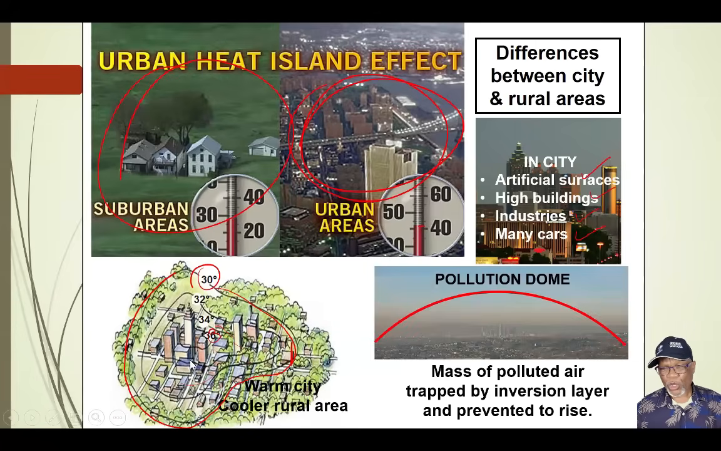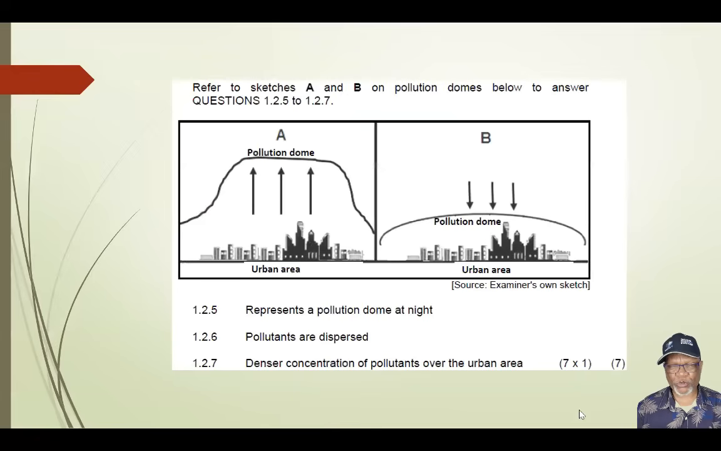And then we have what we call the pollution dome. It is easy for people to confuse pollution dome and urban heat island. These are two different things. A pollution dome is the polluted air in the city. You can see there's a pollution dome here, polluted air in the city, but a heat island is an urban area that is warmer than its surroundings. A pollution dome is a parcel of polluted air in or around the city. So you must know the difference between the two.